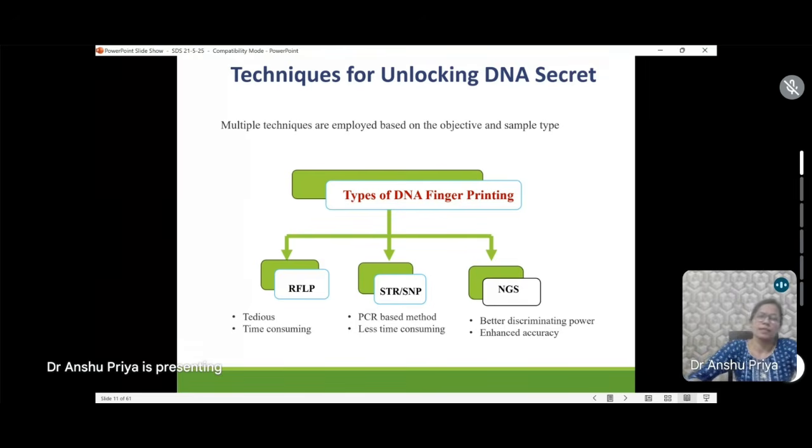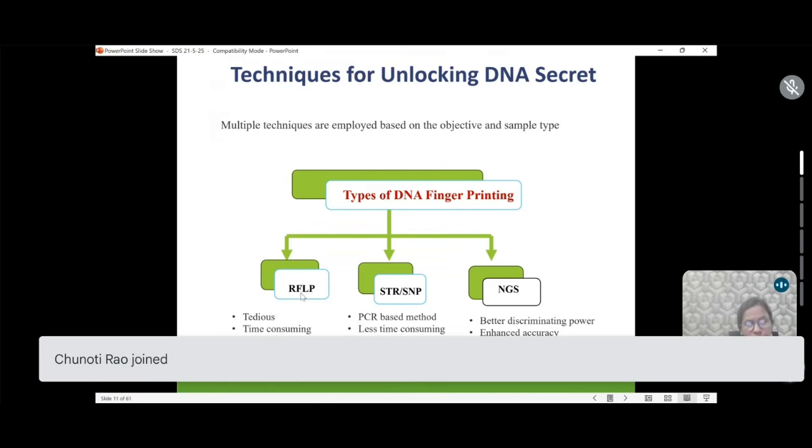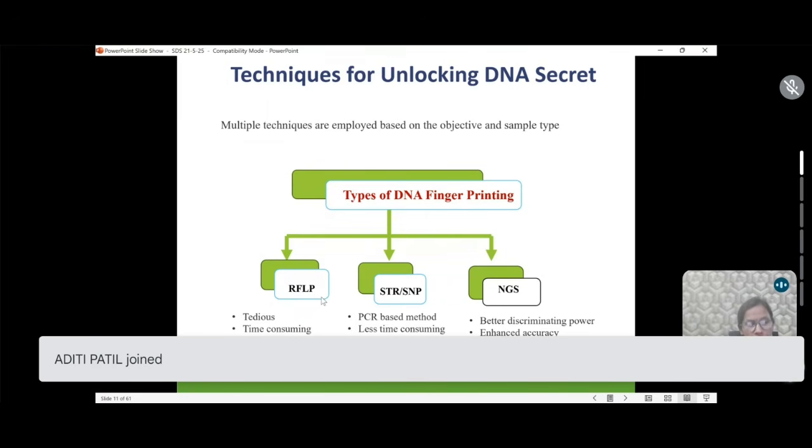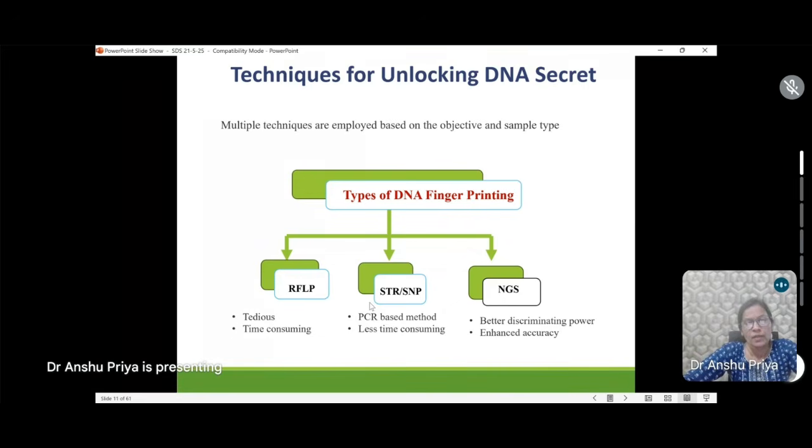So what techniques are used for DNA fingerprinting? The technique depends on the type of your objective and the type of the sample. But DNA fingerprinting methods are of 3 types. The first one is RFLP, also known as restriction fragment length polymorphism. This is a very traditional method, and it is very time-consuming and tedious. We need lots of DNA to run on the agarose gel. So this method is not currently used by any lab.